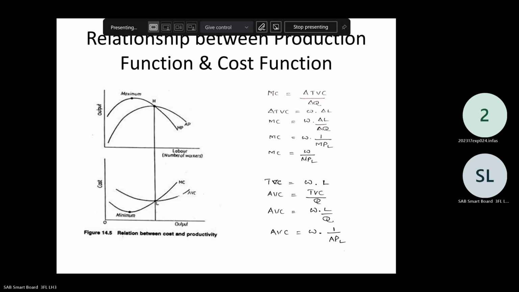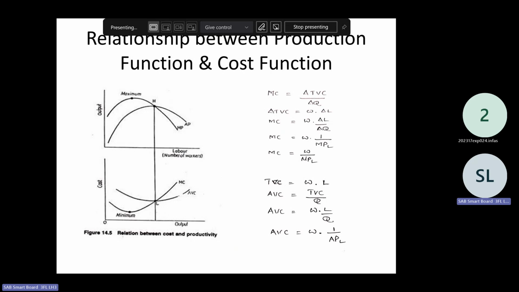Okay, right? So our variable cost is W into 1 over the average productivity of labor. That is related to the average variable cost, right? So average variable cost means the inverse of the average productivity. So this is the average productivity of labor, and this is the average variable cost. You can see the relationship between this and this, right?